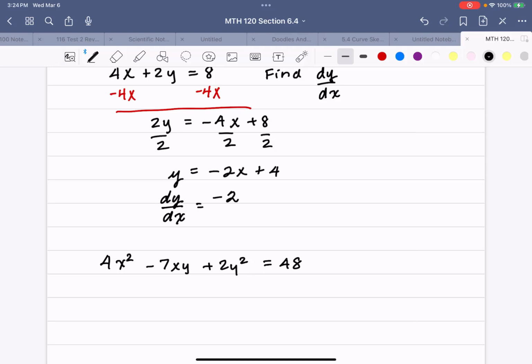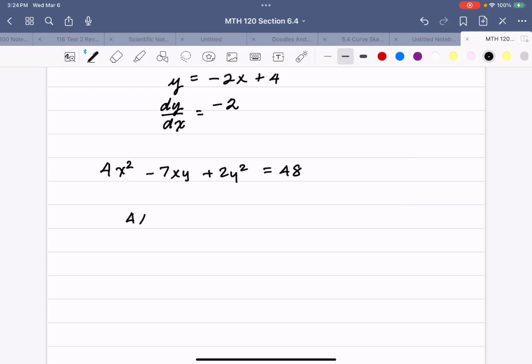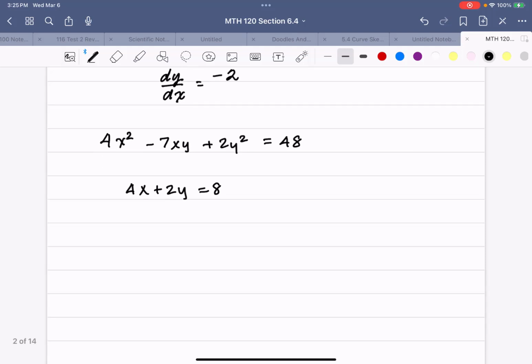So let me show you how we would do it for this first one. That's a lot easier. 4x plus 2y equals 8. And then we'll come back in a few minutes and we'll do 4x squared minus 7xy plus 2y squared equals 48. So I'm going to take the derivative with respect to x of each term. So the derivative with respect to x of each one of these terms.